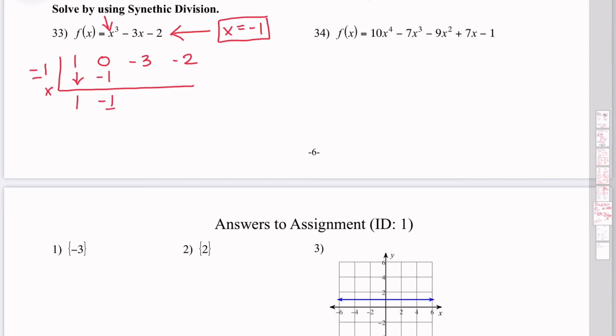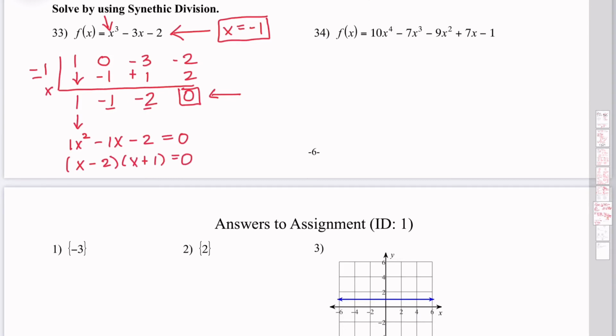Negative 1 times this negative 1 equals positive 1. Let's add down. We get negative 2. Negative 1 times negative 2 is positive 2, and we end up with 0. This 1 represents 1x squared. One less exponent. Minus 1x minus 2. Set that equal to 0 so we can further factor and simplify. This quadratic can be factored into x minus 2 and x plus 1.